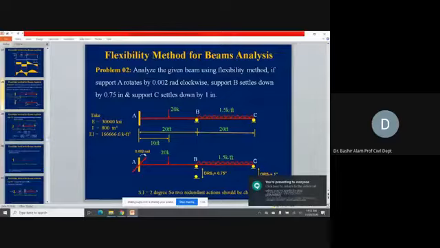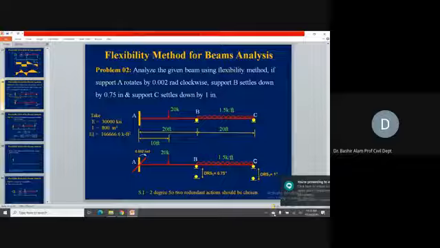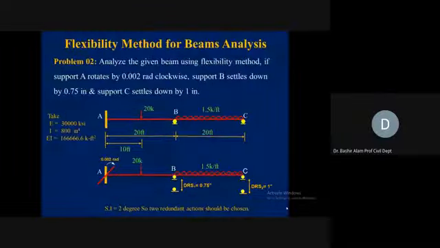So this is now problem number 2. If you see the configuration of this problem, it is exactly the same geometry, A, B, C, AB 20 feet, BC 20 feet. In AB span, again, we have a pointed load at mid span 20 kip, and BC fully UDL 1.5 kip per foot.